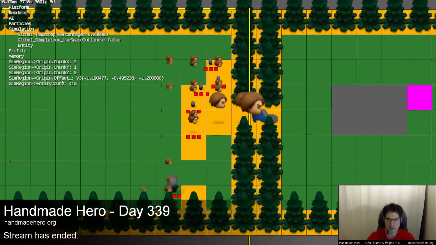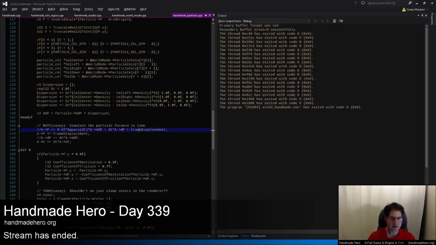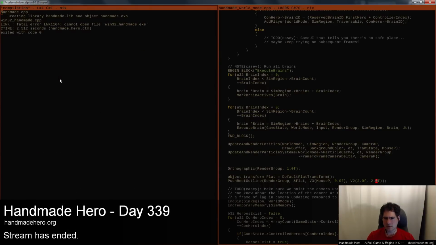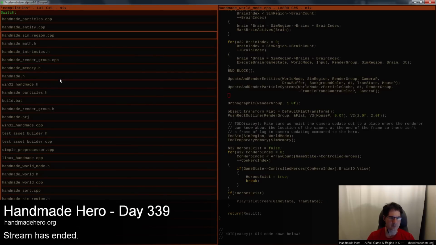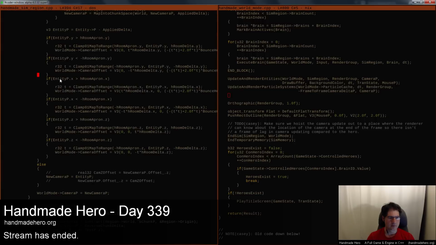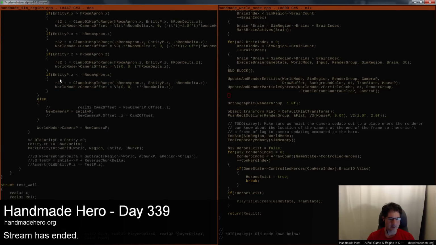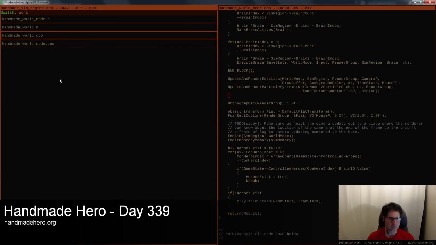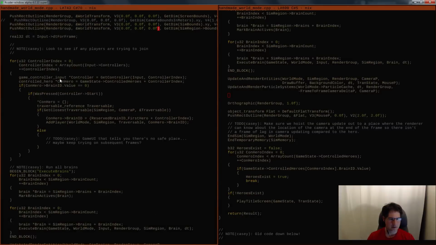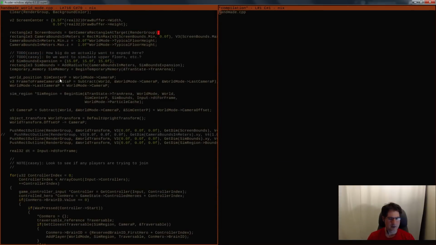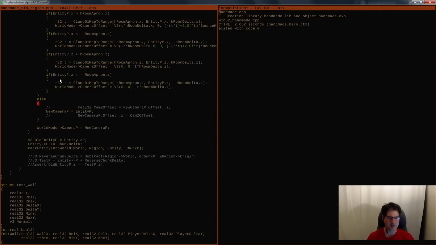All right, so a little closer. And what was the other thing that I had turned off there? I think I turned it back on, right? In sim region, I don't have that turned off anymore. Yeah, I don't. And what about world mode? I don't zero anything out anymore, do I? No. All right, so a little bit better. Not fantastic still, but a little bit better.